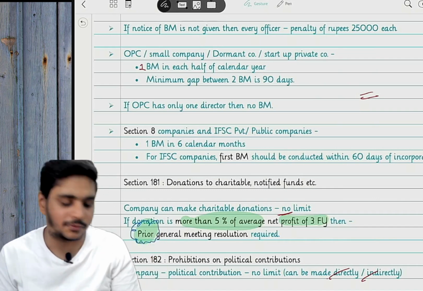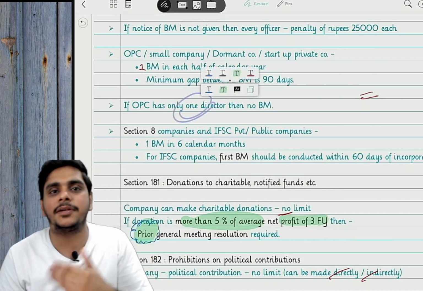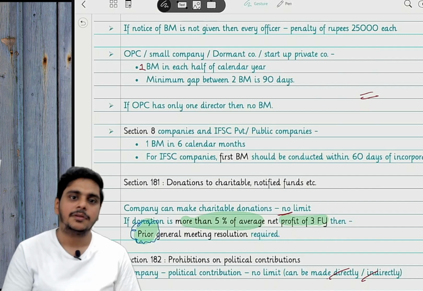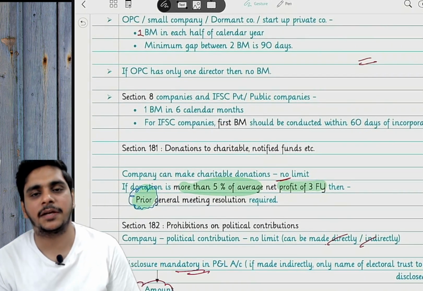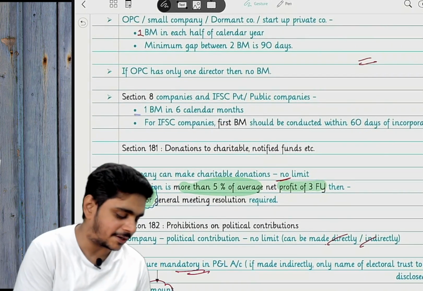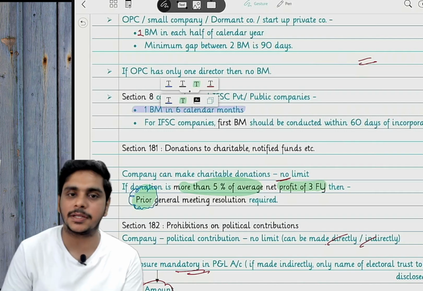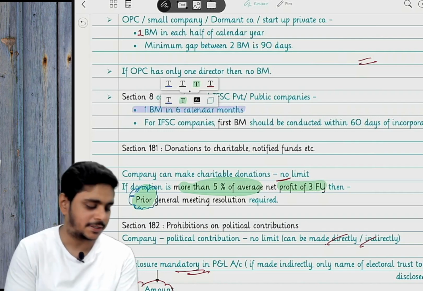Logical, right? OPC with only one director, to have a meeting you need somebody with whom you will hold the meeting. For Section 8 companies, an IFSC private and public company, one board meeting in 6 calendar months. The gap thing is not there. Just one board meeting in 6 calendar months. The minimum gap criterion is not there.